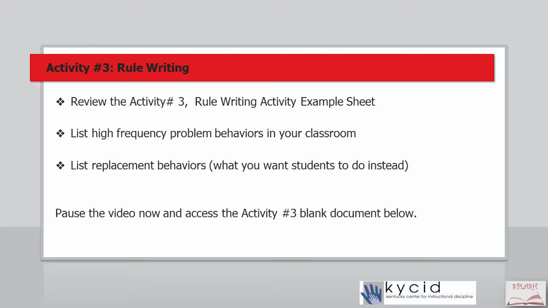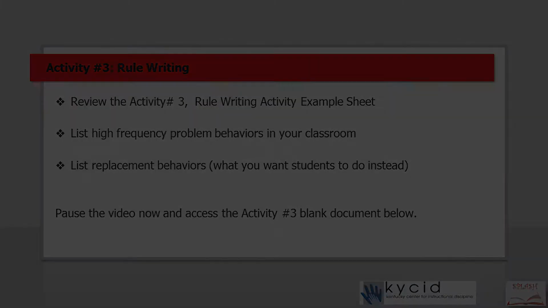Number 1. After reviewing the example, list the high-frequency problem behaviors in your classroom on the blank form. 2. Then, list the replacement behaviors that you want your students to do instead. 3. Rewrite your replacement behavior as a rule, using the characteristics of an effective rule. 4. Evaluate each rule related to the characteristics. Check the box under the characteristic if that characteristic is satisfactory. Tip: consider asking a colleague to evaluate each rule related to the characteristics.